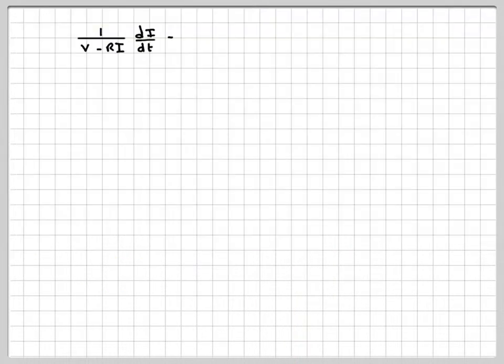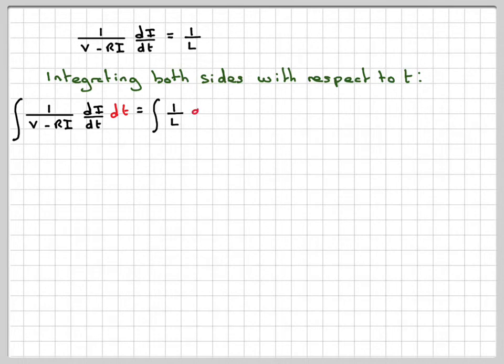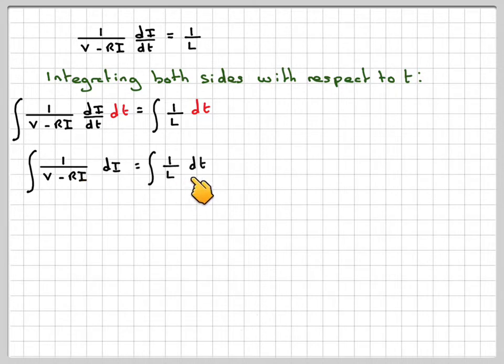Writing that out, now we integrate both sides with respect to t. The left-hand side becomes the integral of 1 over V minus Ri di/dt dt. The right-hand side becomes the integral of 1 over L dt. Obviously, the dt's cancel out, so we now have to integrate this with respect to i. Hence, we needed the i variable to be on the left-hand side, is equal to the integral of 1 over L dt.